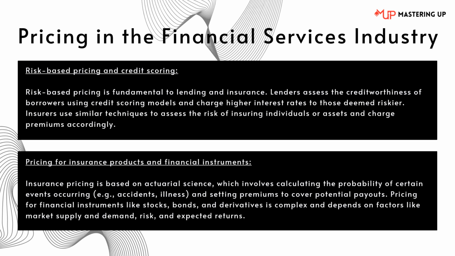Pricing for insurance products and financial instruments. Insurance pricing is based on actuarial science, which involves calculating the probability of certain events occurring, for example, accidents, illness, etc., and setting premiums to cover potential payouts. Pricing for financial instruments like stocks, bonds, and derivatives is complex and depends on factors like market supply and demand, risk, and expected returns.